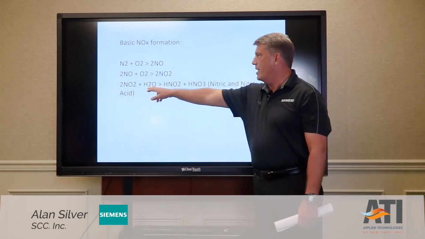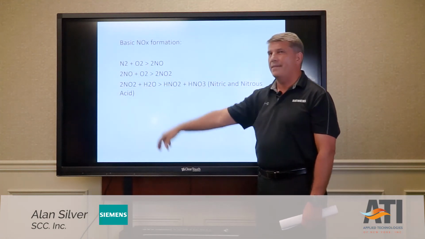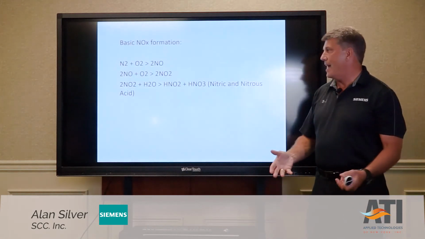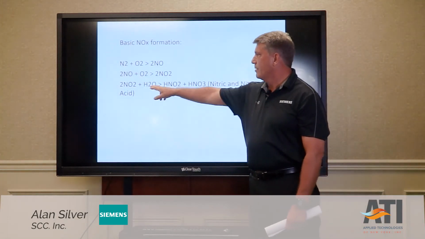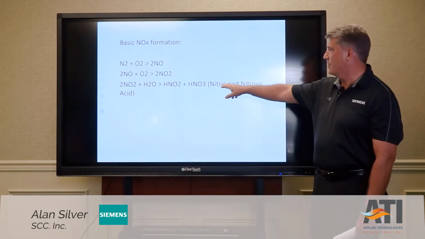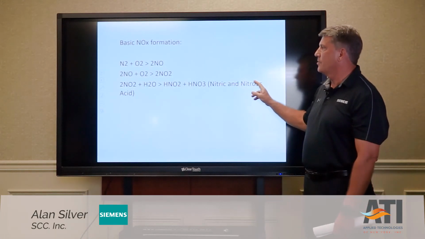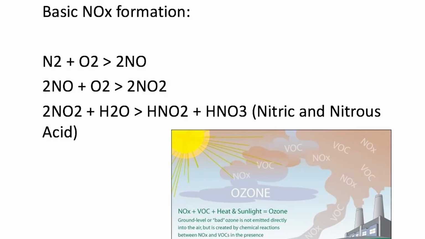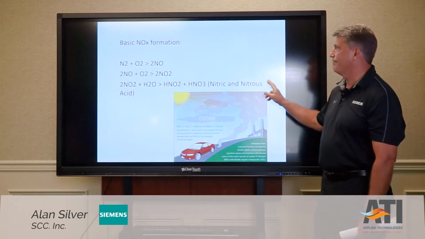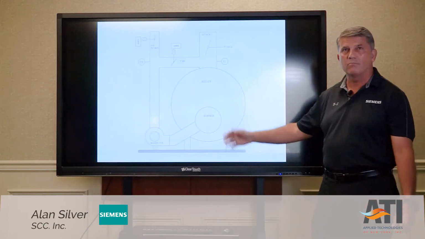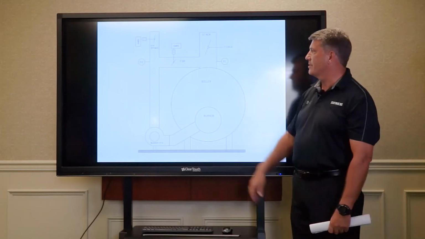Those NO and NO2 molecules are potentially hazardous in the fact that they can combine with water vapor in the atmosphere and form nitric and nitrous acid. Those are acid rain constituents. Plus, NOx can also react with volatile organics in the atmosphere and sunlight and create ground level ozone. So it's kind of a double whammy when you start looking at that. That's the big reason why we want to eliminate NOx in those cases.